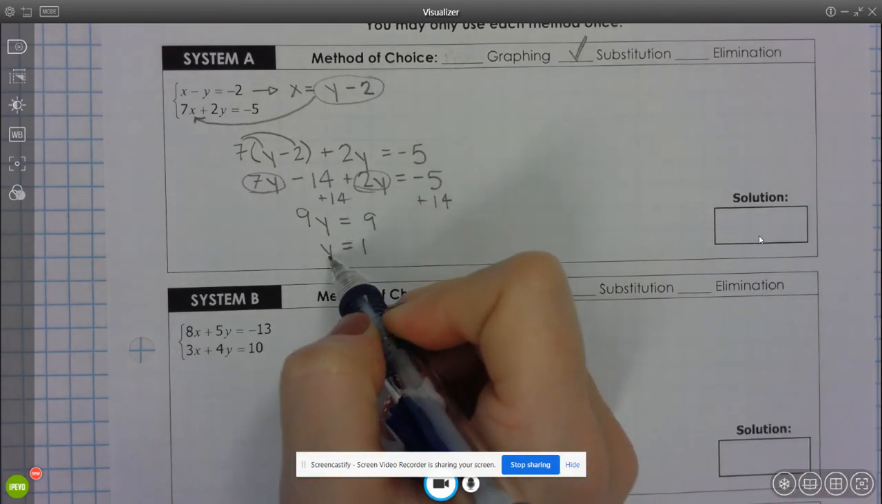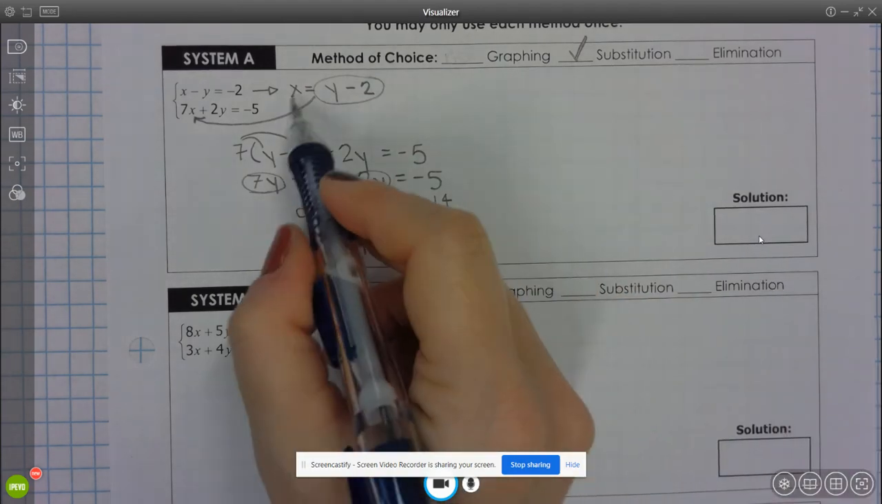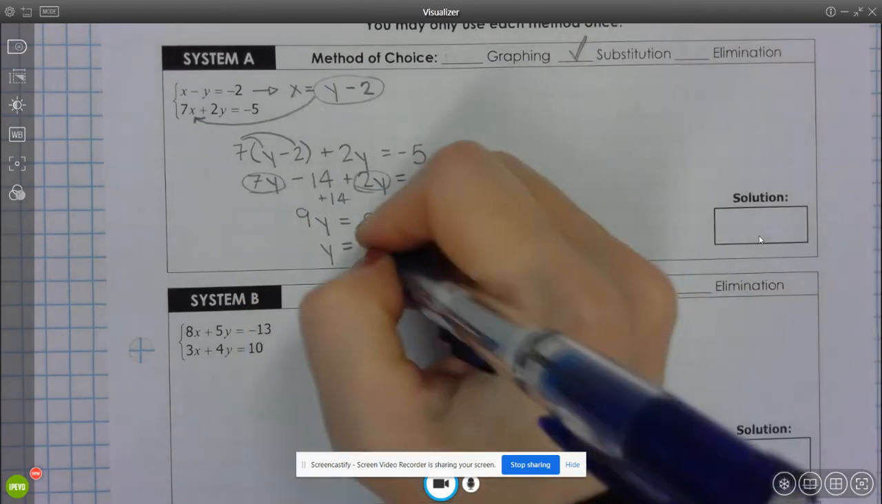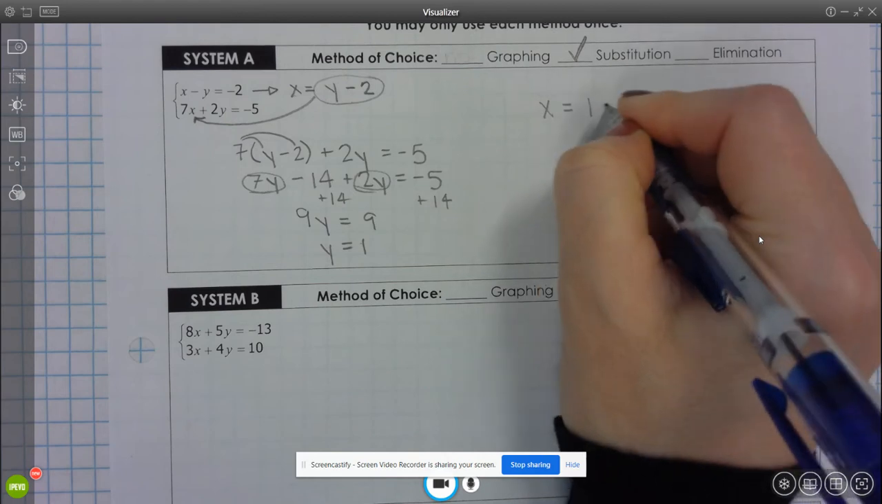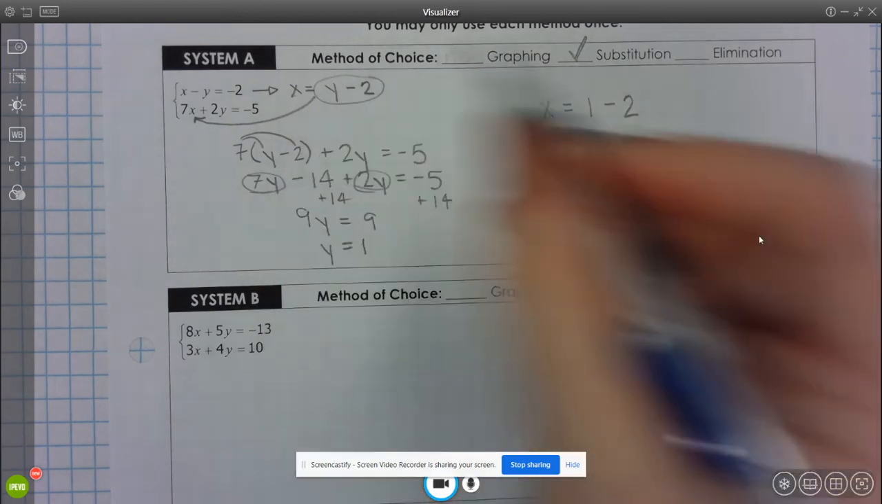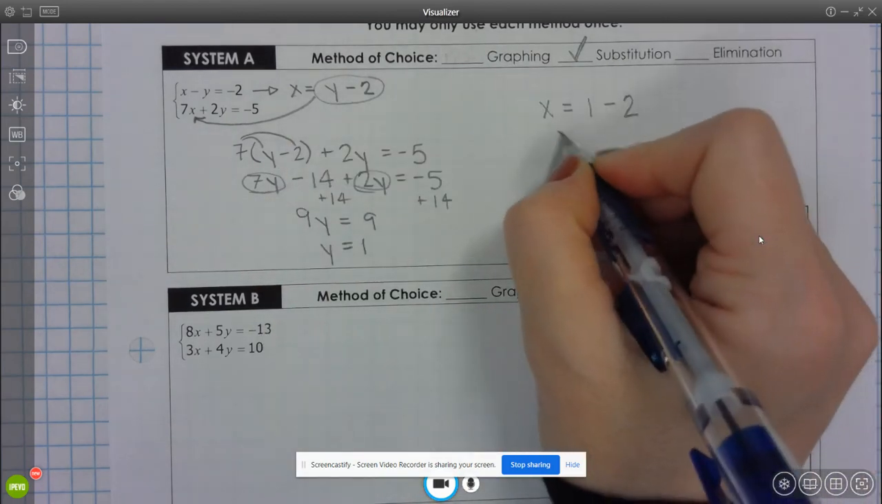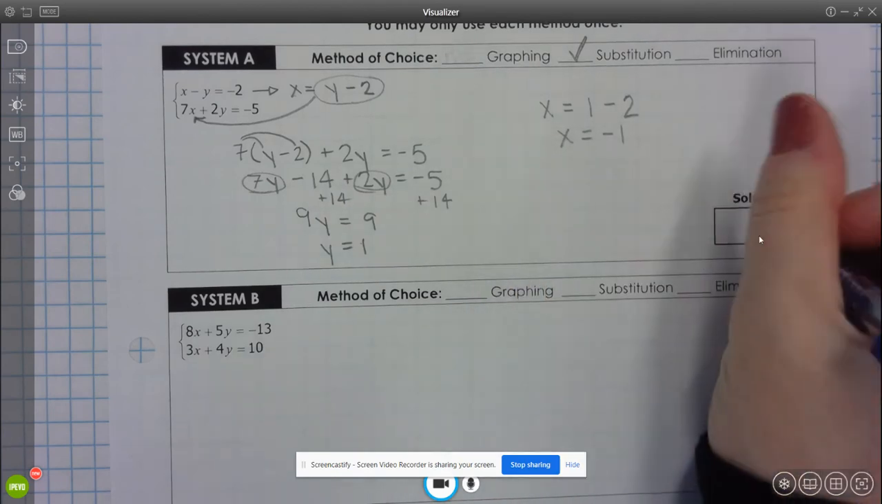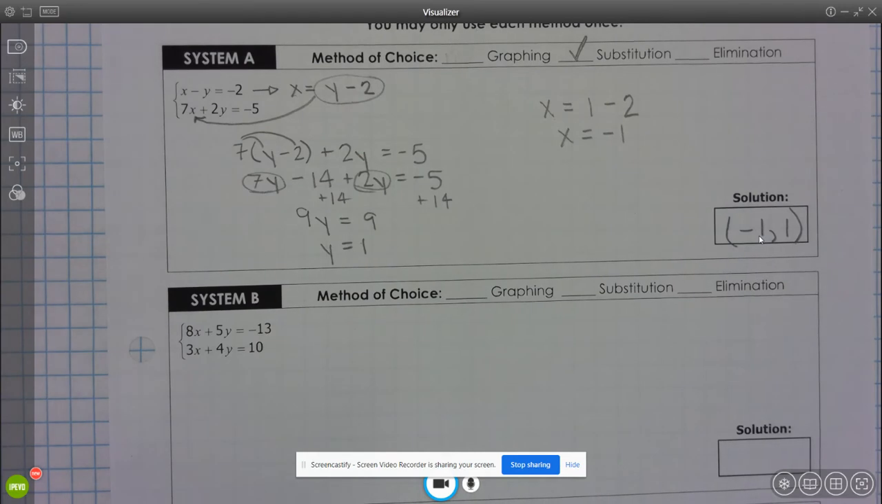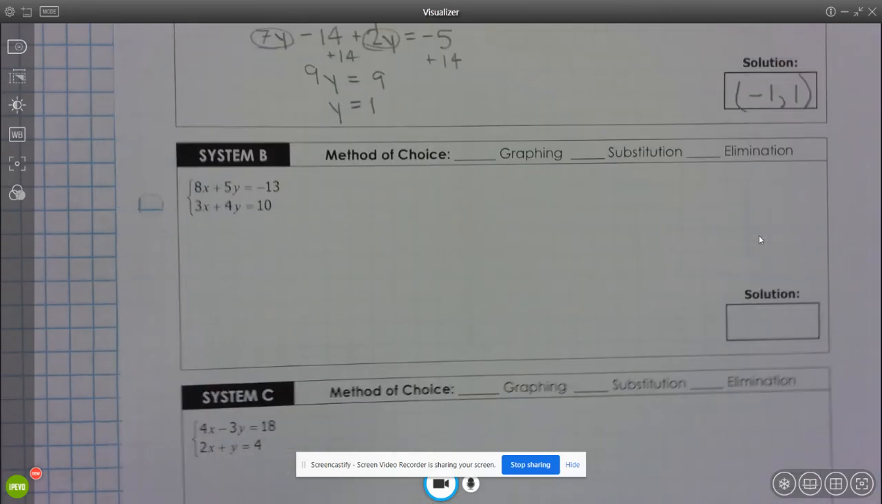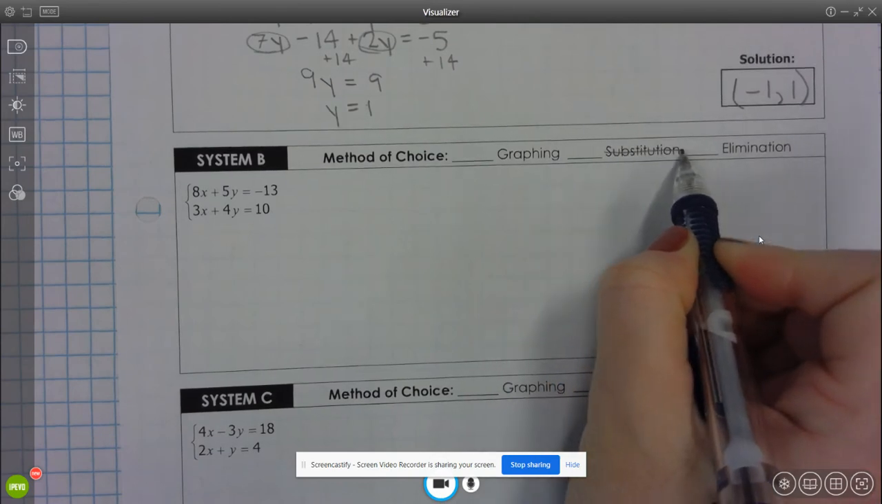So now, because I know y and I have x equals here, I'm going to go ahead and just substitute y equals 1 into this first equation that we manipulated. 1 minus 2 gives me negative 1. So my solution is negative 1, positive 1. All right. So substitution is off the board now. Bye-bye.